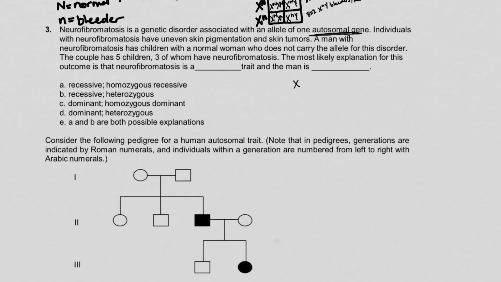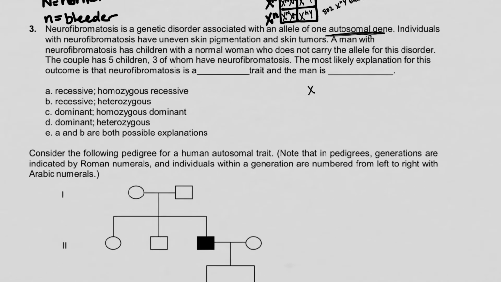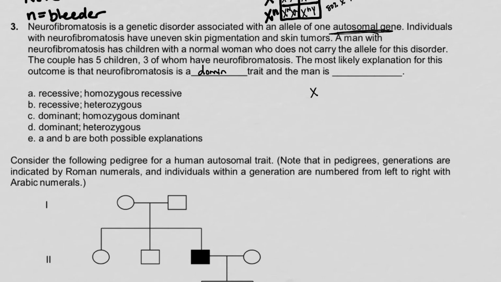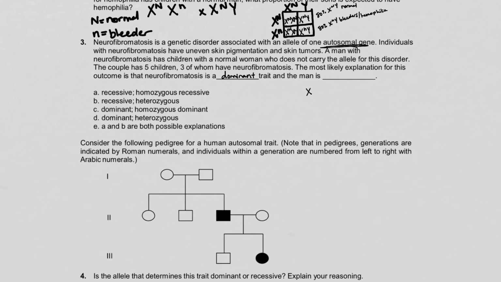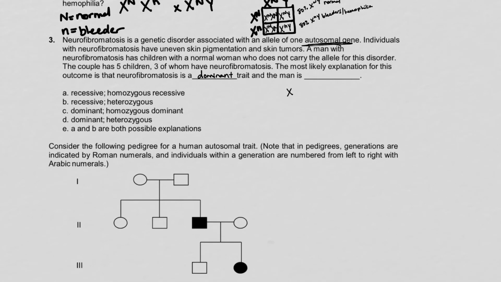The most likely explanation for this outcome is that neurofibromatosis is a dominant trait, but I'm not just going to circle that answer. I'm going to write it here for right now. And the reason why is because we know that she's not even a carrier, and yet still 3 out of 5 of their children have it. So let's practice that. Let's say she's not even a carrier. And in this case, the big N would be, that's a mouthful, neurofibromatosis. And the little n would be normal.